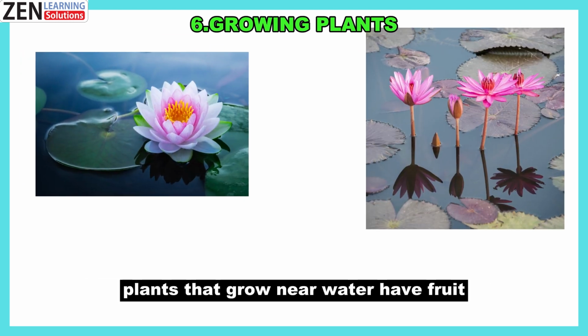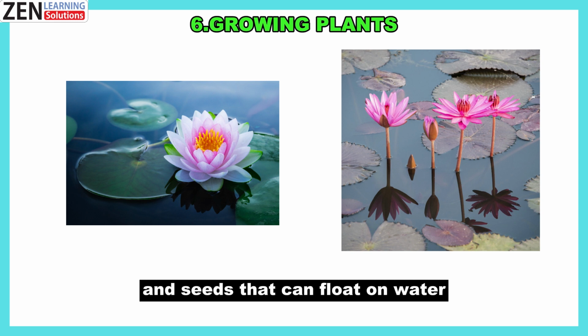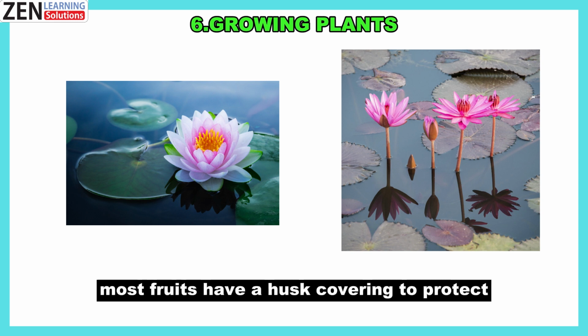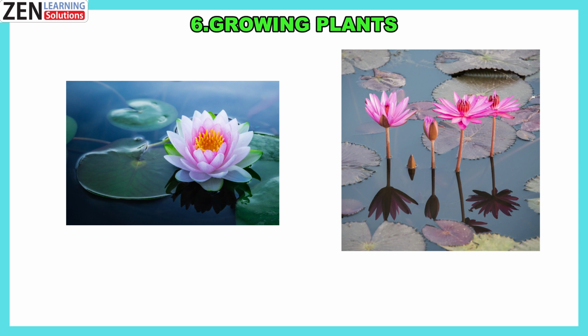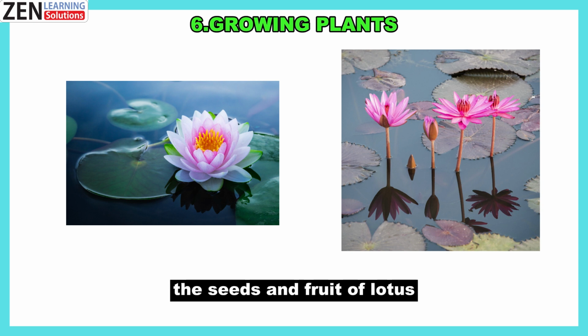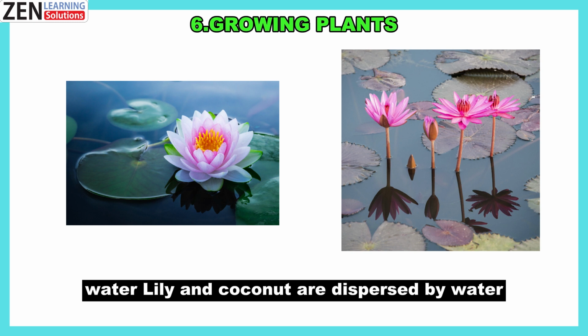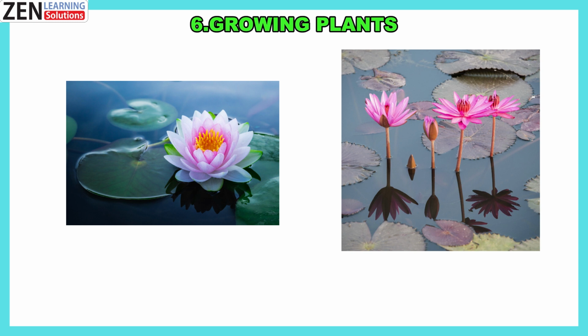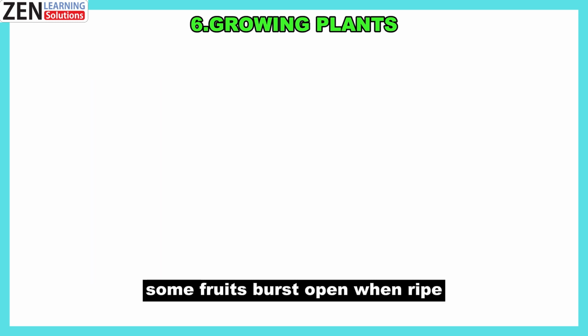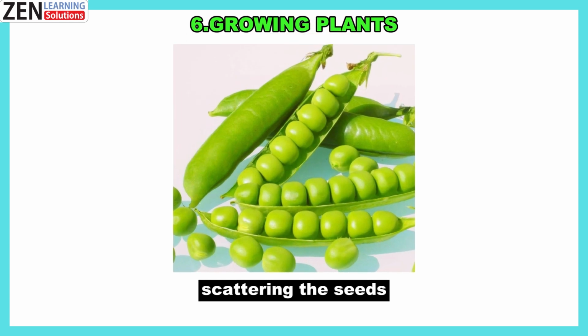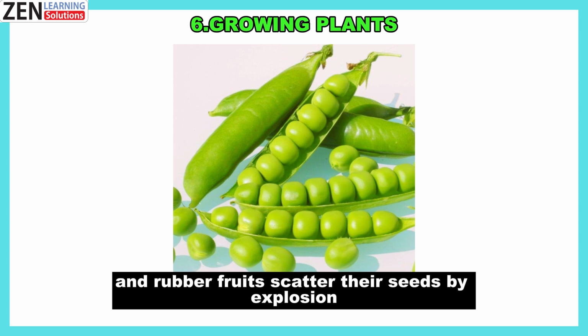Plants that grow near water have fruit and seeds that can float on water. Most fruits have a husk covering to protect the seeds from getting wet. The seeds and fruit of lotus, water lily and coconut are dispersed by water. Some fruits burst open when ripe, scattering the seeds. Pods of beans and peas, balsam fruits and rubber fruit scatter their seeds by explosion.